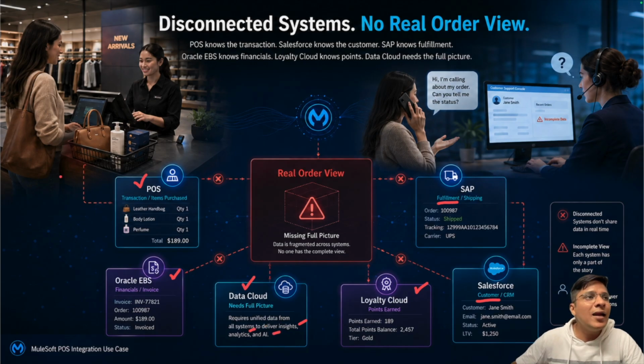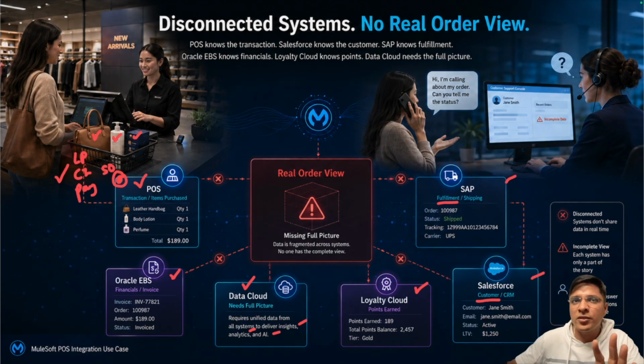Now, in a retail enterprise, a customer visits the store, they purchase the products, and based on the products, they'll be earning loyalty points. The customer information will be captured, the payment information will be captured, and the sales order will be created at this point. And this is the starting point of a transaction. Now, this information needs to be delivered to all these systems. All the systems require that information.